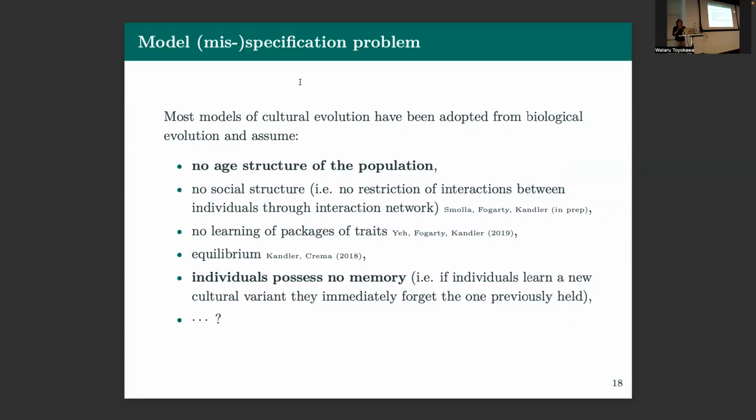Now what we want to do with members of my group is go step by step and ask, do those assumptions, or violations of those assumptions, have an impact on the dynamic of cultural change? Do they need to be included in the models, or can we safely leave them out? I'm going to show you two examples. One is a demographic example: do we need to include age structure? And the other is a more cultural example: do we need to include memory?